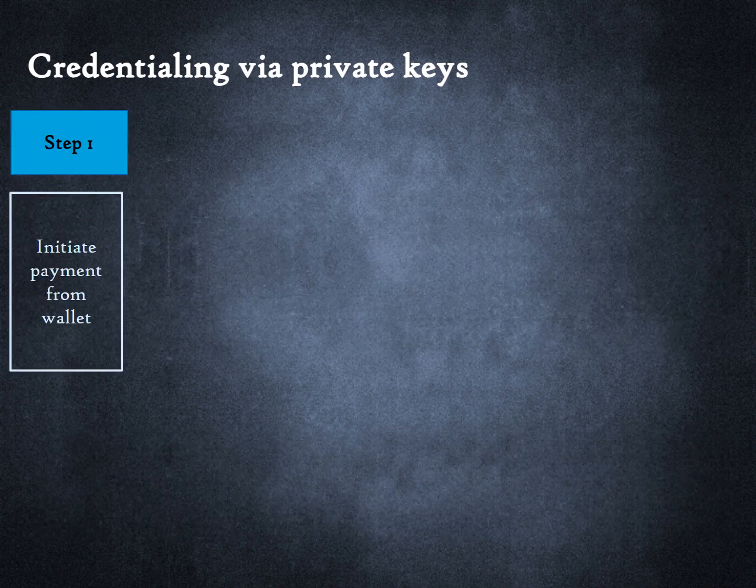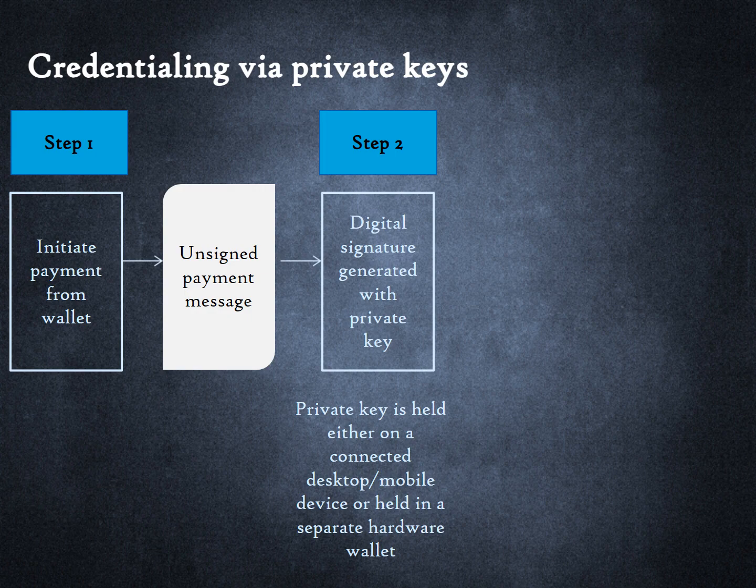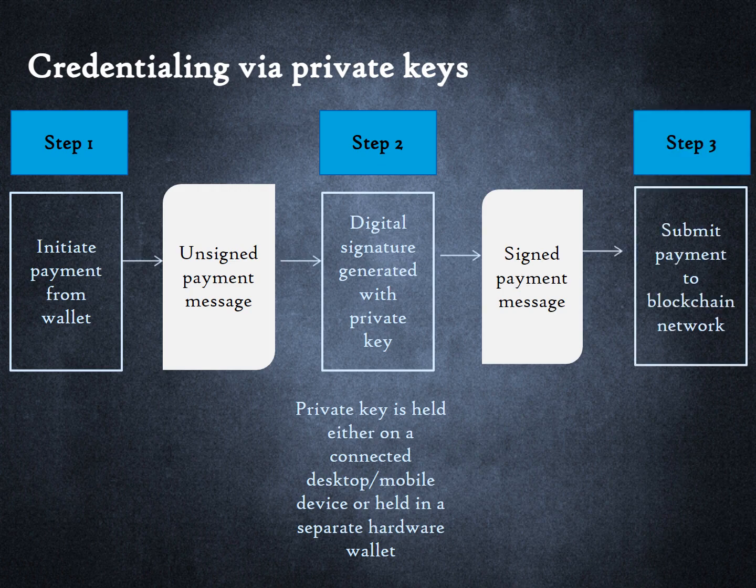When a user initiates a payment from a software wallet installed on desktop or mobile, the output is an unsigned payment message. The wallet software may either store the private key on the same hardware on which the software is installed or on a separate hardware wallet. In either case, the output is a payment message with a digital signature. It is then transmitted to the blockchain network. Step 1 and Step 2 do not require connectivity to the internet. Only the final step does.